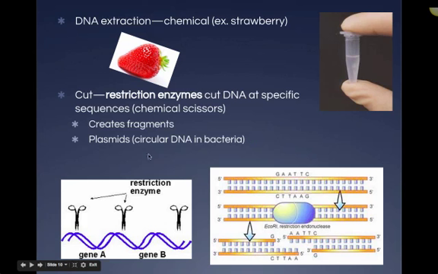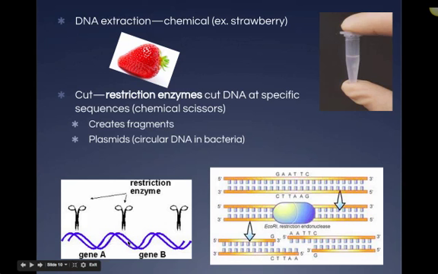Down here we have a picture of restriction enzymes. So this strand would be our double-stranded DNA helicase here. And the restriction enzymes will cut between genes. So this section of DNA right here is going to be gene A.